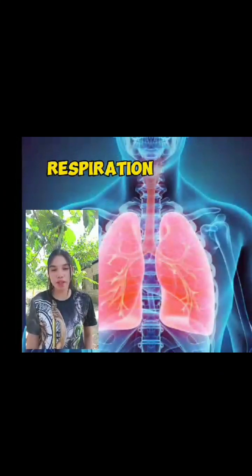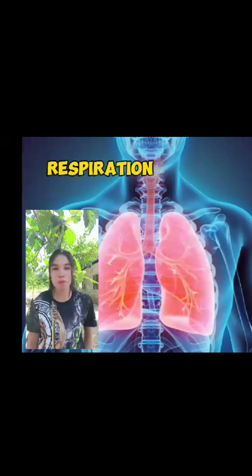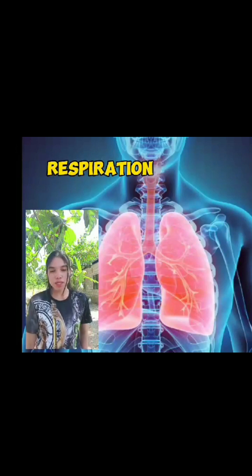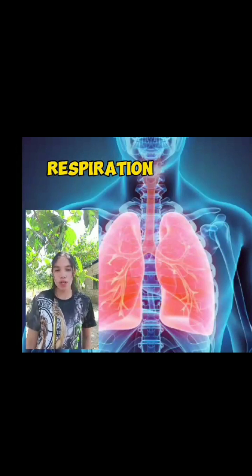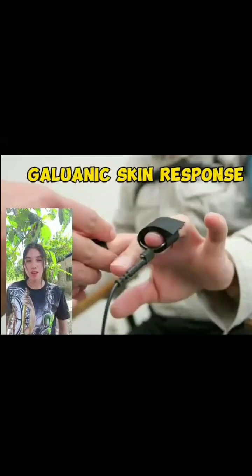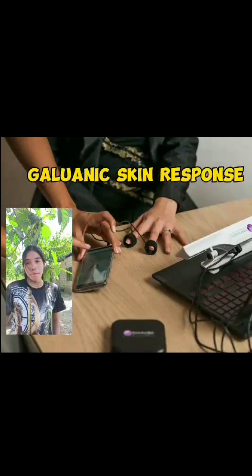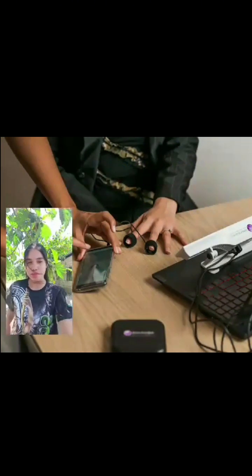Third is respiration. Respiration rate and patterns can also be monitored using a respiratory sensor. It is believed that when a person lies, there are changes in their breathing patterns, such as shallower and faster breaths. Fourth is galvanic skin response. It measures the electrical conductivity of the skin to determine changes in response to emotional arousal.